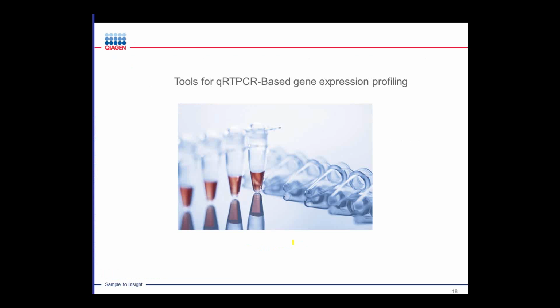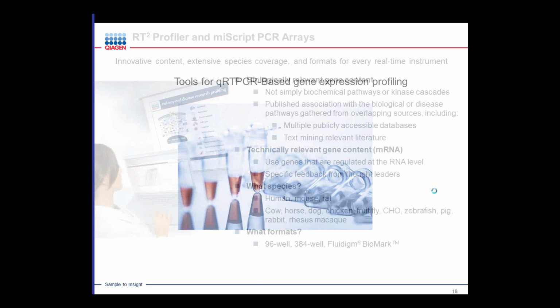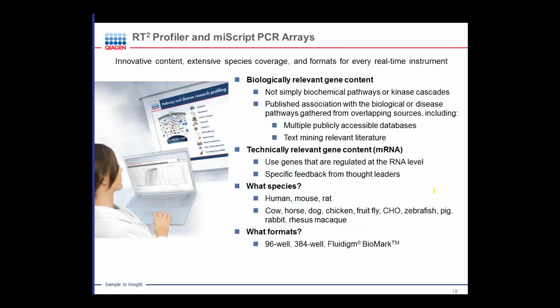So now that we've looked at RNA isolation and we've looked at the types of molecules we'll be speaking about, I want to just briefly touch on the tools that we use for real-time RT-PCR-based gene expression profiling, and in a very condensed way try to explain this in a way that will also be understandable. There are two different product lines that address these three different RNA types that we've talked about. One is called the RT² Profiler, which is used for quantification and screening of mRNA and long non-coding RNA expression.